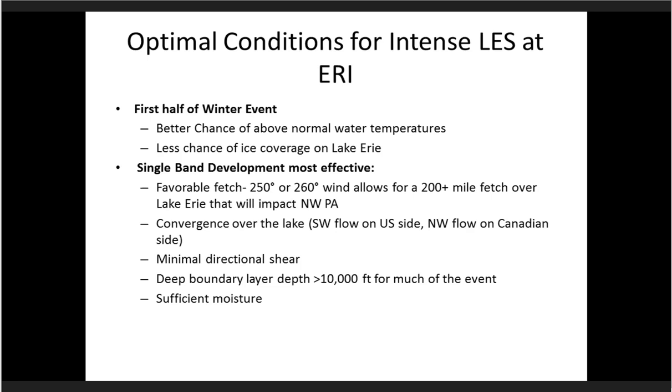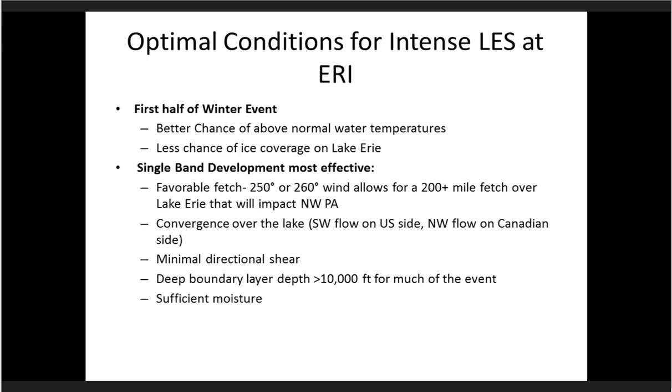For lake effect snow, I know not everyone may be overly familiar with the mechanisms that produce it, but this is just a very brief focus for the city of Erie. For an optimal situation, we would like to have the water temperatures warmer than average, just so there's more buoyancy and water vapor available for lake effect snow production. And the first part of the season, there's little or no ice coverage on the lake, which also increases the fetch length and the ability of the air to absorb heat and moisture.